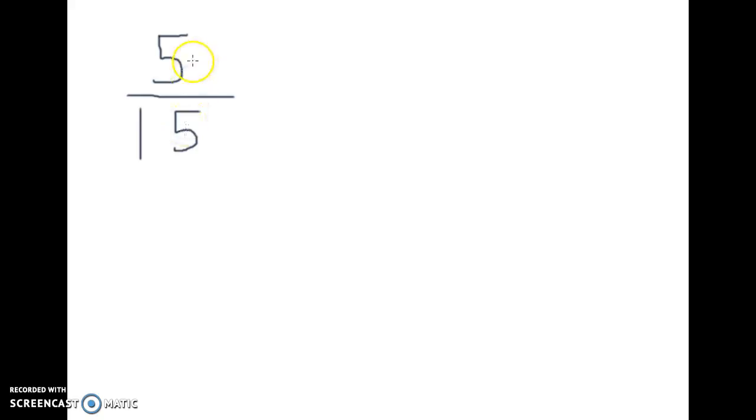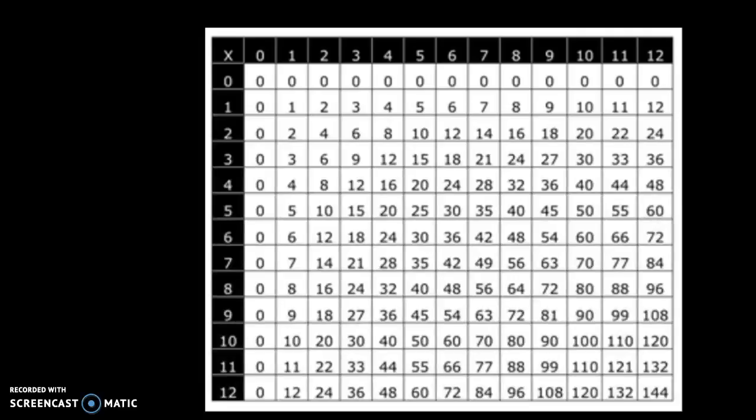Okay, so we need to find a number that we can divide 5 by evenly to get a whole number, and a number that we can divide 15 by to get a whole number. And these two numbers have to be the same. So if you divide the numerator by a certain number, you also have to divide the denominator by that same number. One way to do this is by looking at our multiplication chart. We need to find a row or a column that has both 5 and 15 in it. That's how we're going to know that that number can divide both of those.